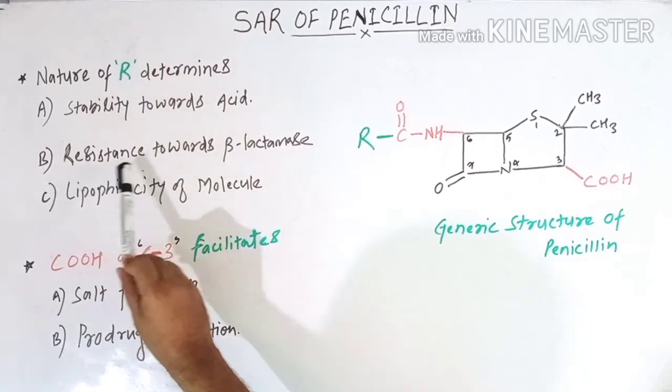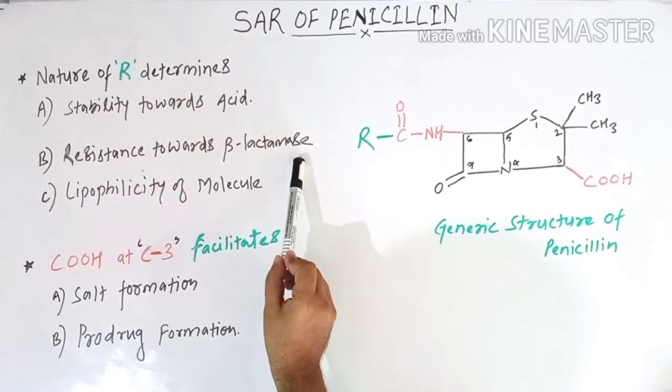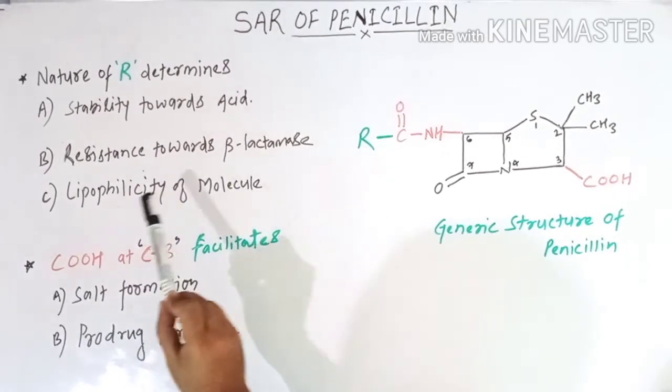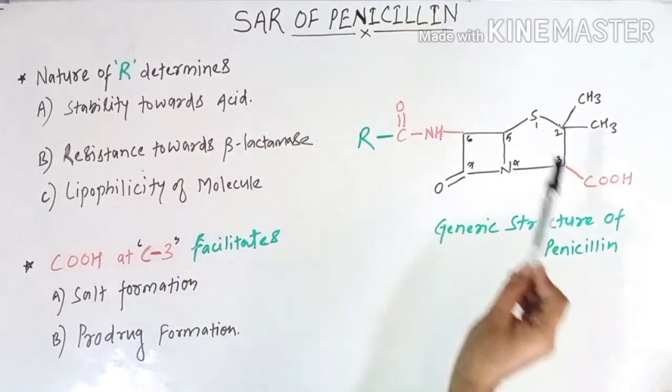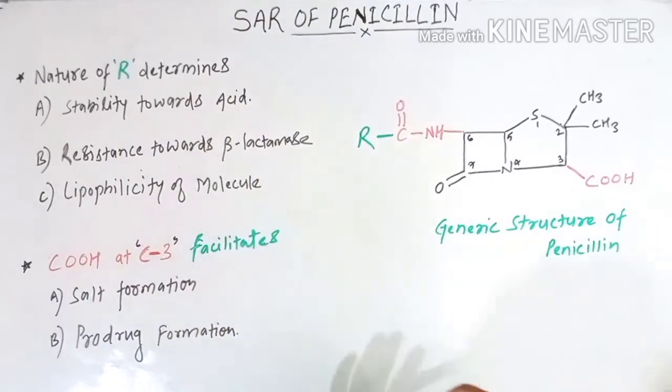The nature of this R also determines resistance towards beta lactamase, and the nature of this R also determines the lipophilicity of this whole penicillin molecule. So first we will discuss how the nature of R determines stability towards acid.